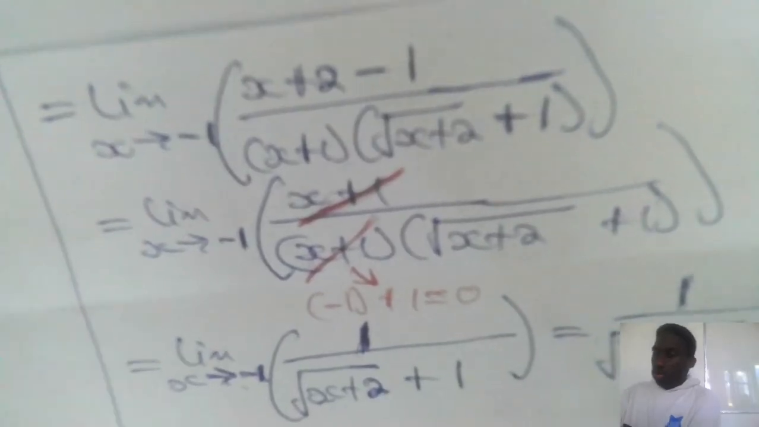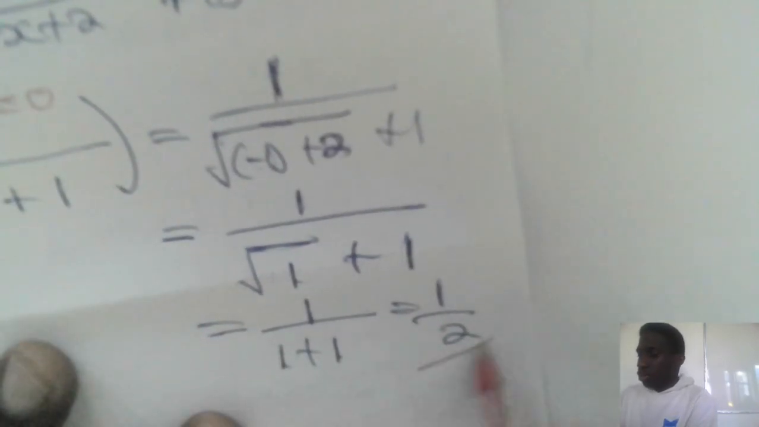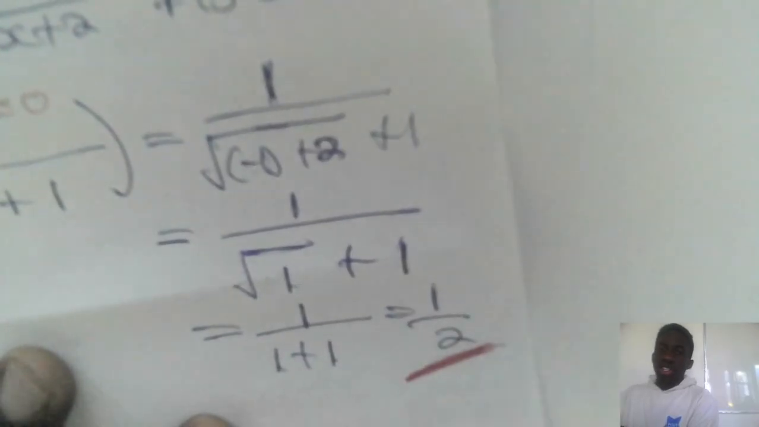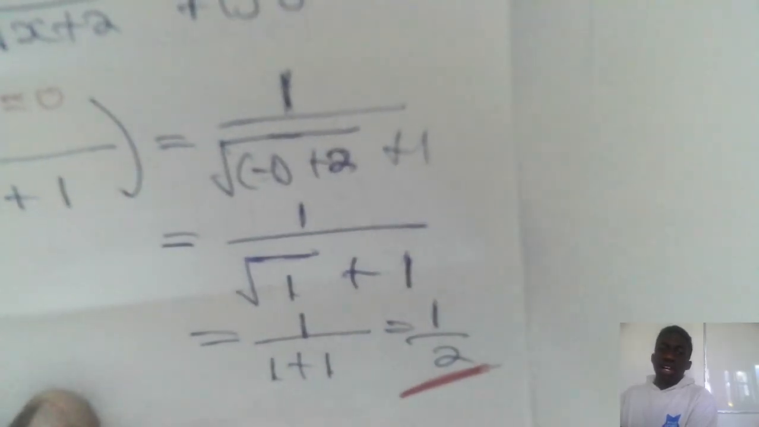So we have minus 1 plus 2 plus 1. Simplifying this, we have 1 over square root of minus 1 plus 2, that's 1, square root of 1 plus 1. Then this gives us 1 over 1 plus 1. Square root of 1 is 1, so this is 1 over 2. So we went from 0 over 0 to 1 over 2. This is actually the real number, which is now our final answer.